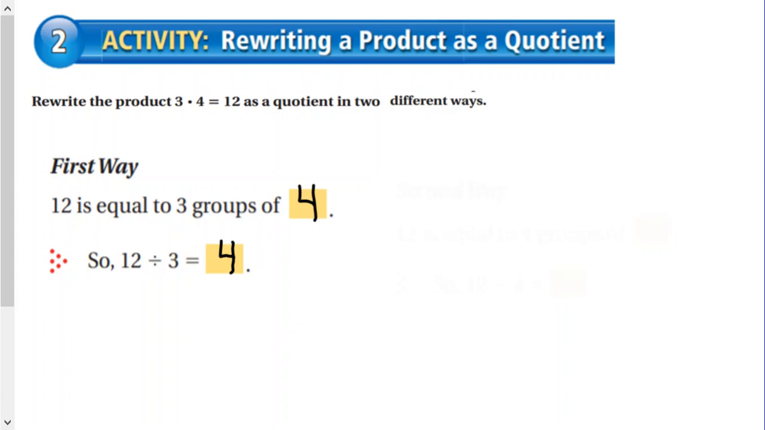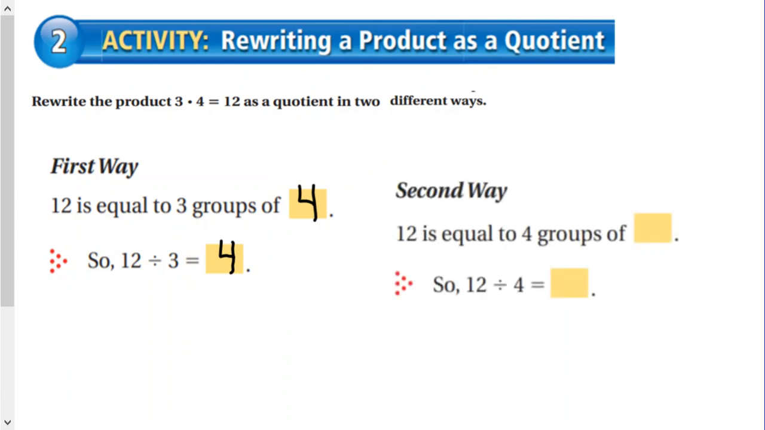Let's look at the second way. 12 is equal to 4 groups of 3. So 12 divided by 4 is 3. Real quick, you can see we just used these multiplied numbers 3 and 4 and the product of 12, and we switched it into a division problem. Make sure you pause here and get this example down in your math notebook.